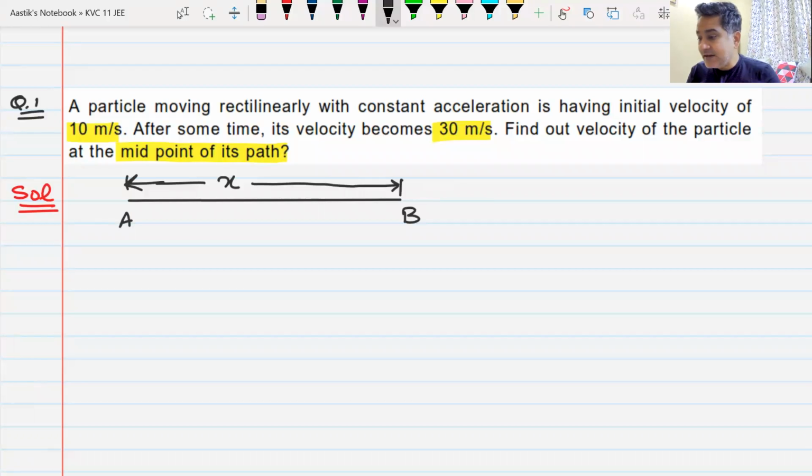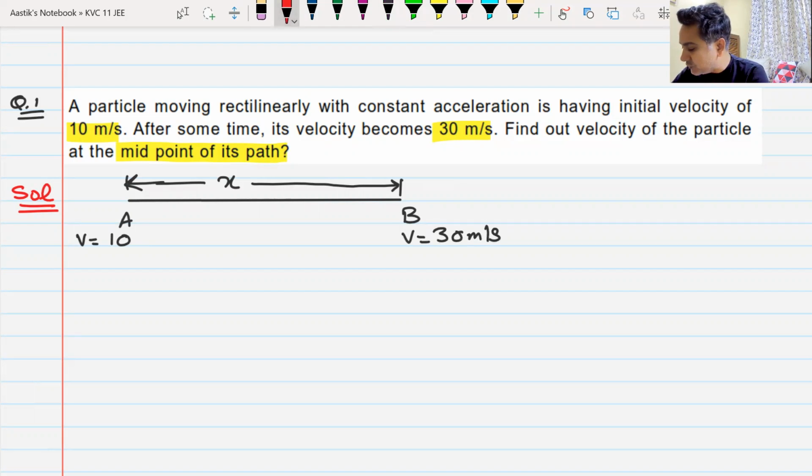Okay, it seems like I'll have to do it. So this is the diagram that I have drawn, from A to B. It is moving. Let me call the displacement or distance x, both are the same because it is moving in a straight line. At point A, the velocity is 10 meters per second. At point B, the velocity is 30 meters per second. The acceleration is constant, I'm assuming.